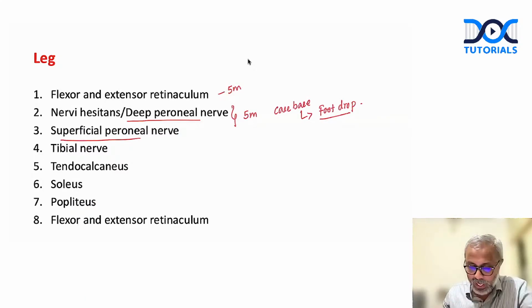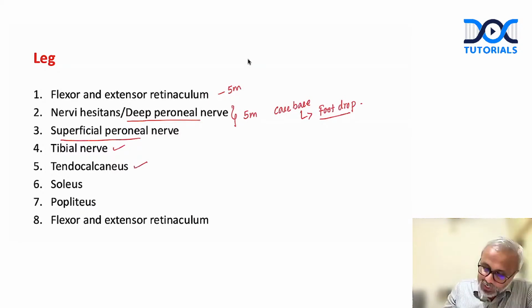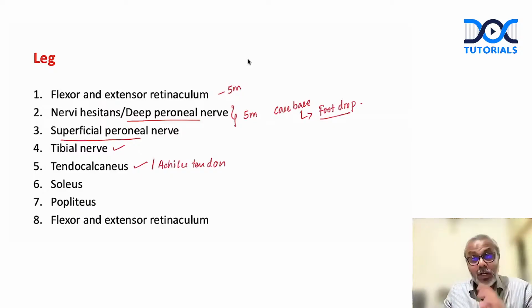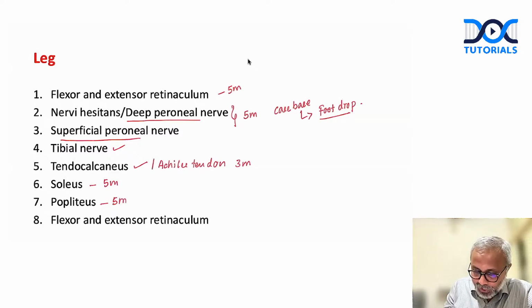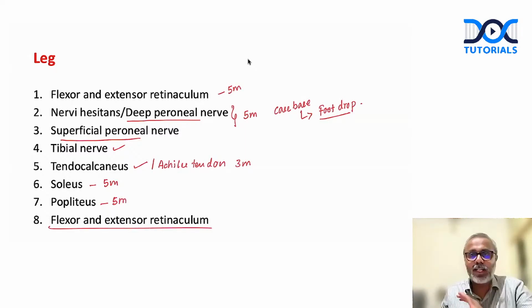The foot drop. Then the tibial nerve in the back of the leg, the tendocalcaneus, also referred to as the Achilles tendon, right? How the muscle is formed, how the tendon is formed, where it is getting inserted, what is the action? So this is a potential 3-marker question. All nerves of the lower limb except for the sciatic nerve could be 5-marker questions. Soleus, an important 5-marker. Popliteus, an important 5-marker. As we said, flexor and extensor retinaculum.